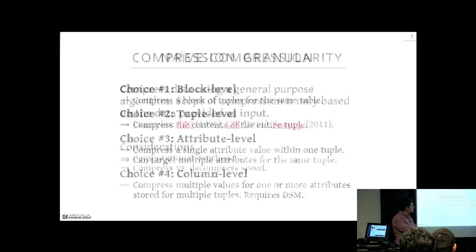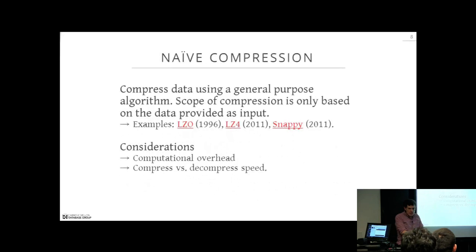Okay. All right, so naive compression, the basic idea of this is that we're going to treat whatever we're compressing as a black box, where a compression scheme just takes some input in, crunches it, and then spits out the output, and that's what we store over top of where the original data was.